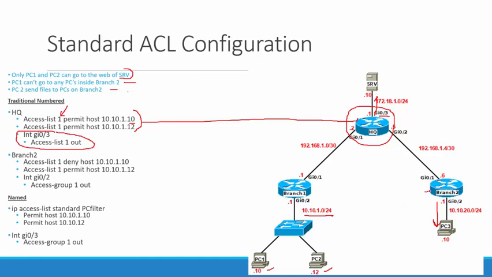So the first thing is we have to go to branch 2 now because we're going closest to the destination. We do access list 1 deny host 10.10.1.10 because PC1 can't go to any PCs inside of branch 2. Then we do an access list 1 permit host 10.10.1.12 because PC2 is allowed to send files. Now we can't specify what they're sending and receiving. They can do anything, right? Because the only thing we can filter on is based on source when we do a standard ACL. And then we'll apply it to this interface going towards the PCs on branch 2.